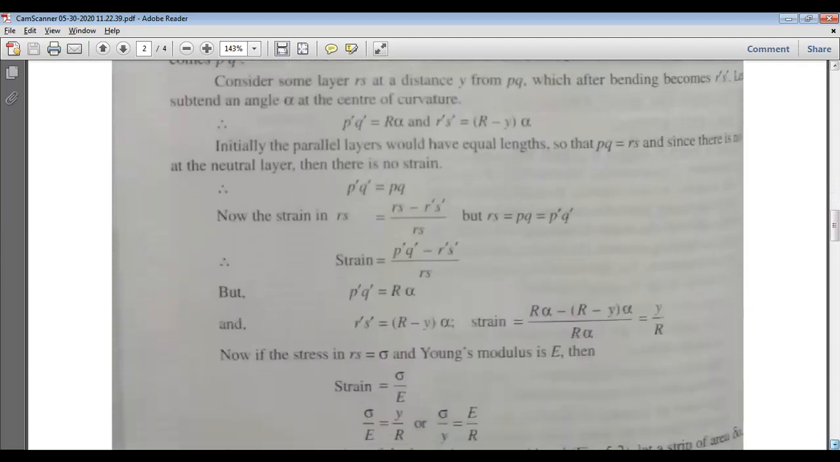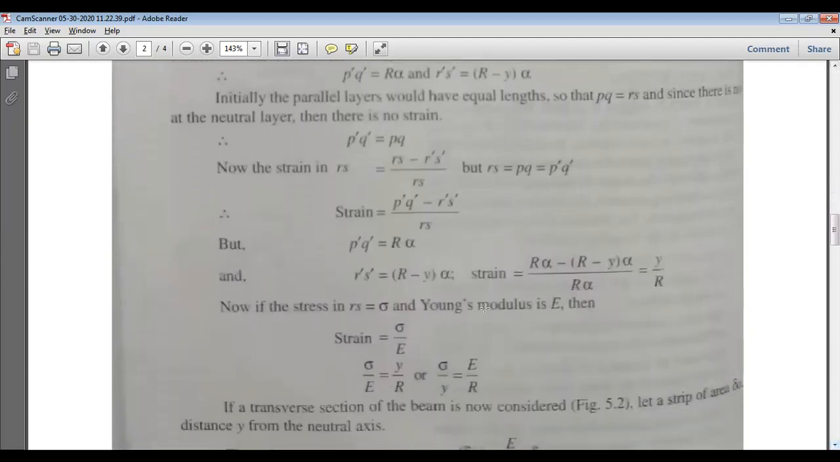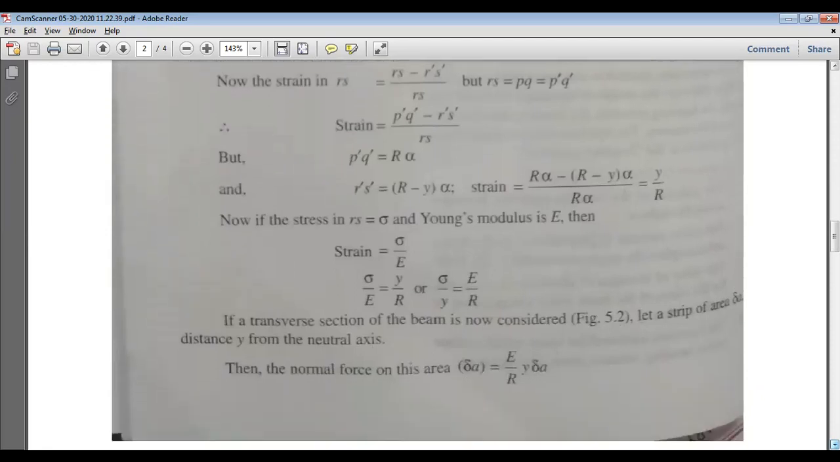We could conclude that sigma by E equals y by R, and hence sigma by y is equal to E by R. This part of the bending equation we have already concluded, and we could establish the relationship between sigma, E, y and R. Now we are coming to the latter part.